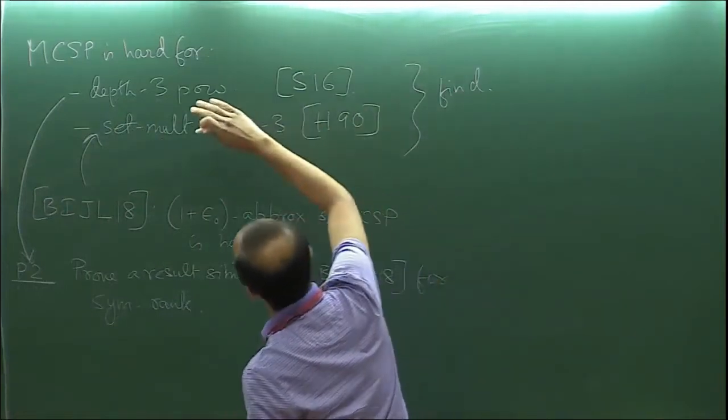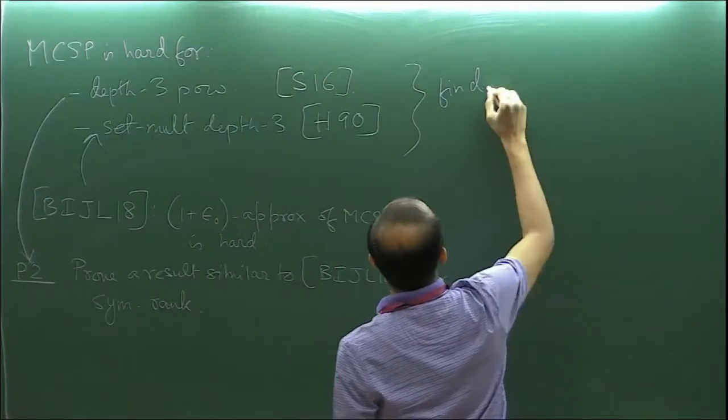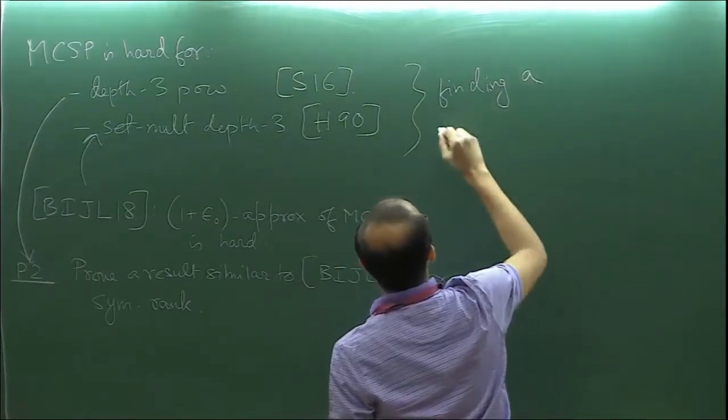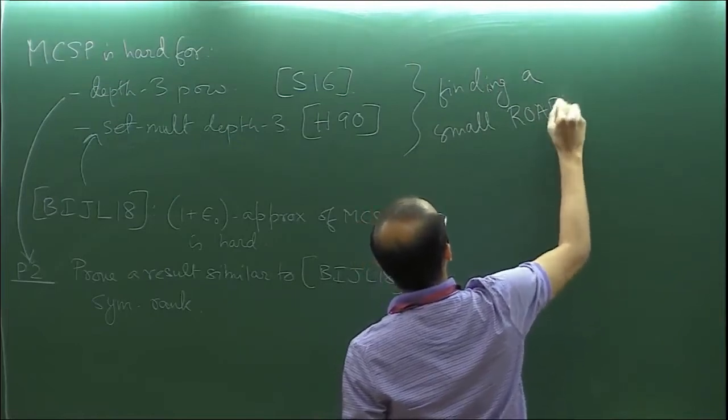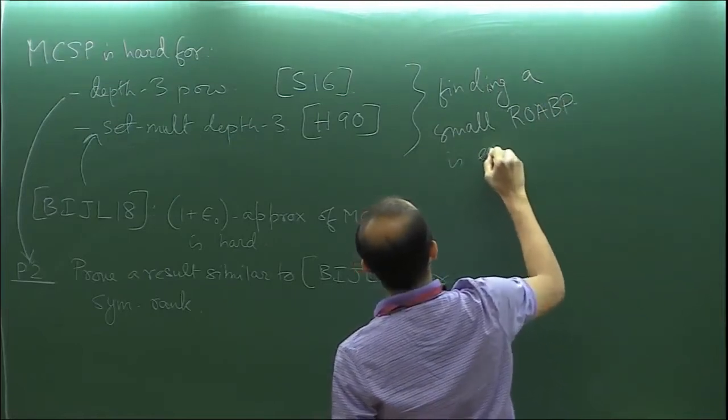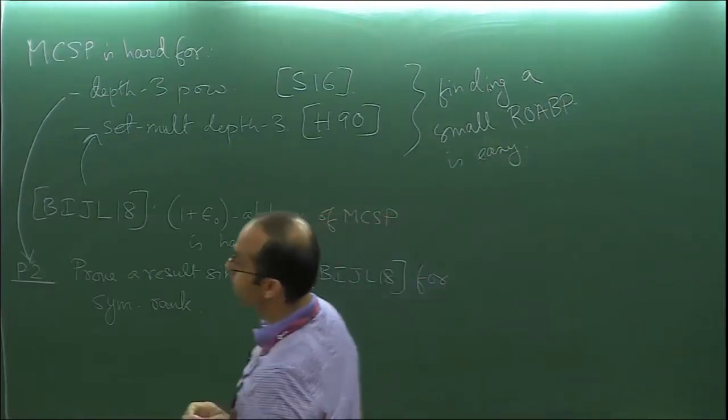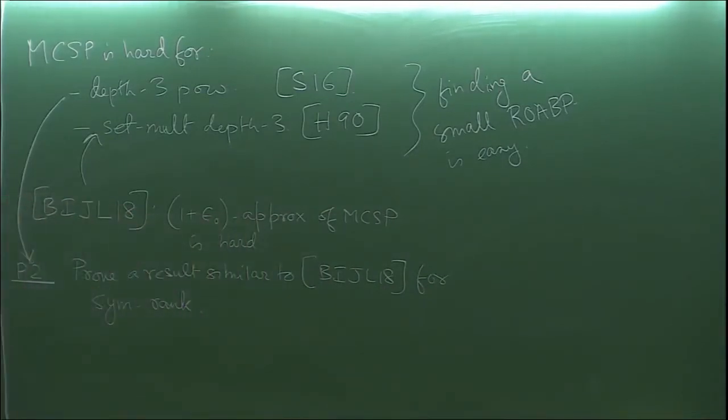You need not find exactly a depth 3 powering circuit. Finding a small ROABP for this model is easy. Okay? So just to come back to this original problem, the original problem does not say that you have to output a small circuit from the same class C. You are free to output any circuit, need not be from the same class.